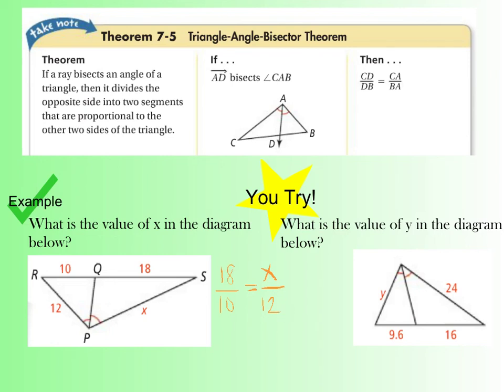So again, I cross multiply. Getting pretty good at all this stuff. We get 10x equals 216. I divide by 10, and I end up with x equals 21.6. All right, so then you have this you-try. Make sure that you just have this pattern and follow that pattern to complete this you-try here.